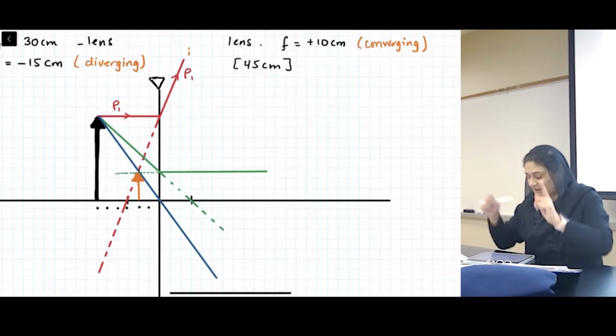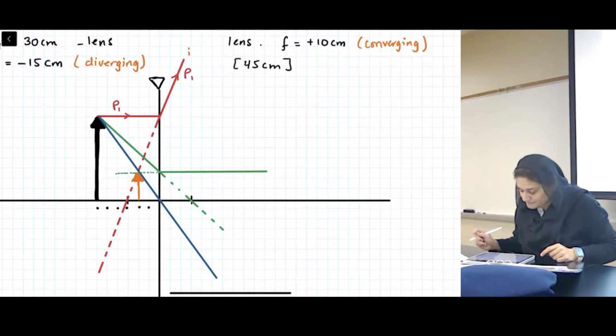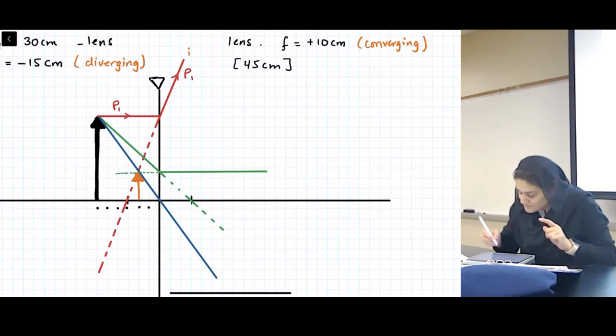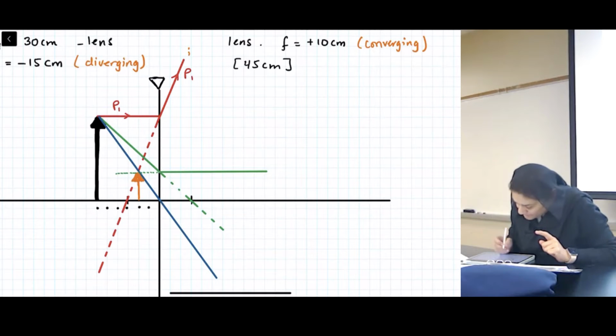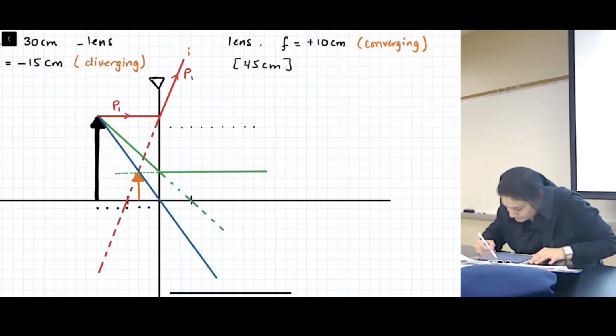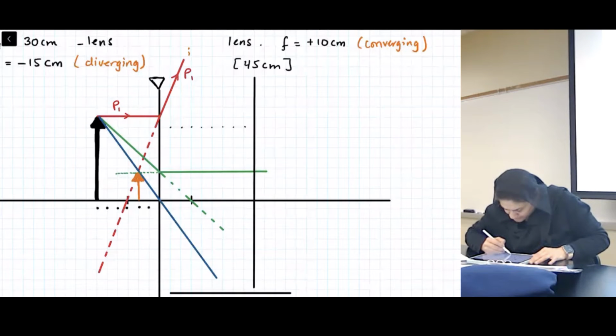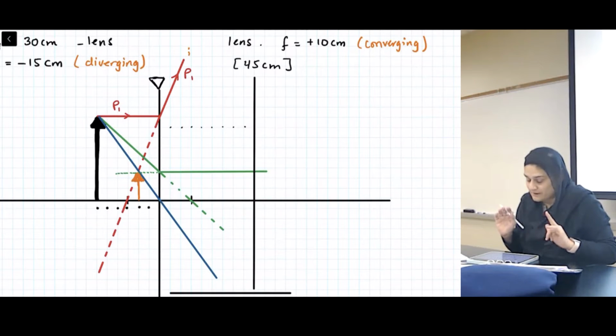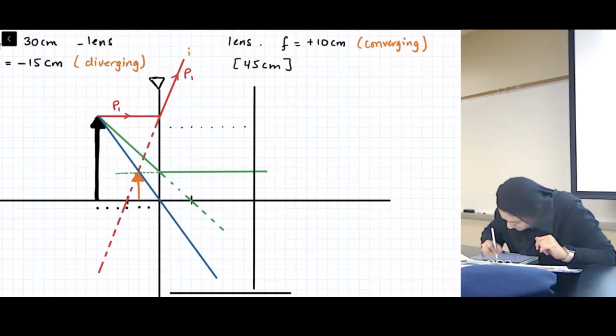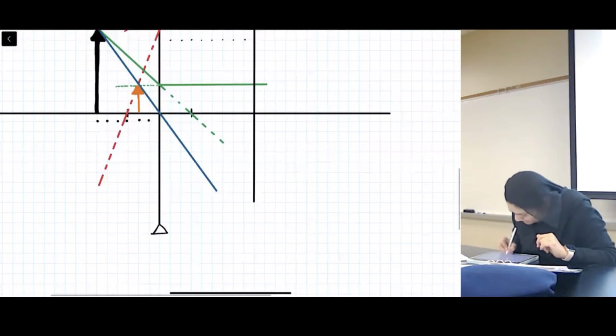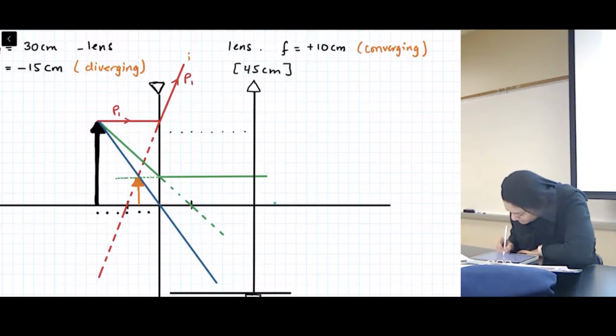Now let's do our second part. Okay, and then it says it's 45 centimeters, right? So 1, 2, 3, 4, 5, 6, 7, 8, 9. And this is now a positive lens. It's empty. And I have to use both focal points. So I have to do one focal point here and one focal point here.